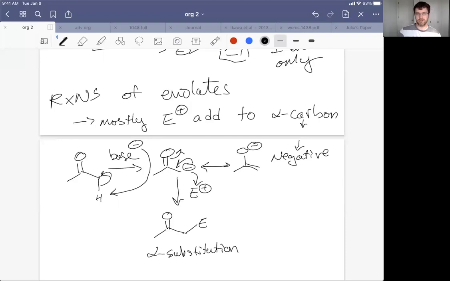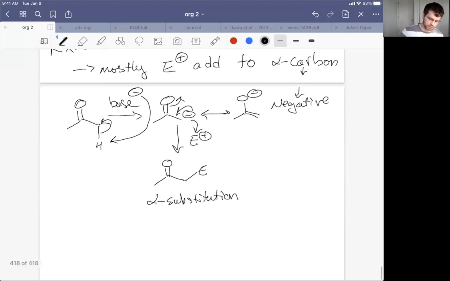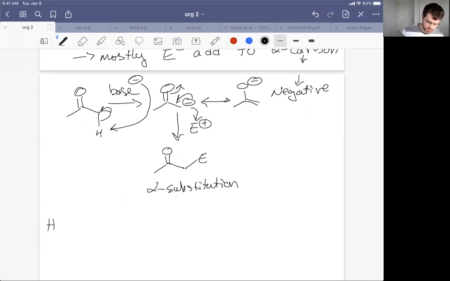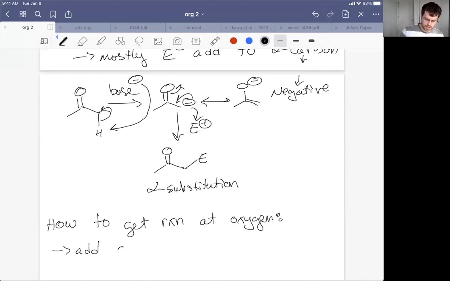Okay, so how do we get reaction at oxygen? I'm going to mention that now because it's kind of important that we touch on that and then move away from it. So an approach to get reaction at oxygen is to add what we call an oxophilic, that is an oxygen-loving or has a high affinity for oxygen atoms, an oxophilic electrophile.